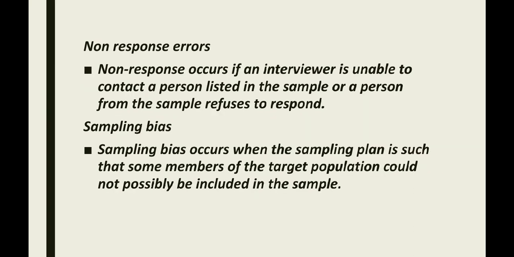Another non-sampling error is non-response error. Non-response occurs if an interviewer is unable to contact a person listed in the sample or a person from the sample refuses to respond. In this case, the sample observation may not be representative. Sampling bias. Sampling bias occurs when the sampling plan is such that some members of the target population could not possibly be included in the sample. This is sampling bias.